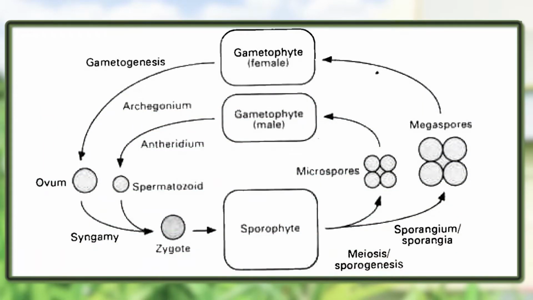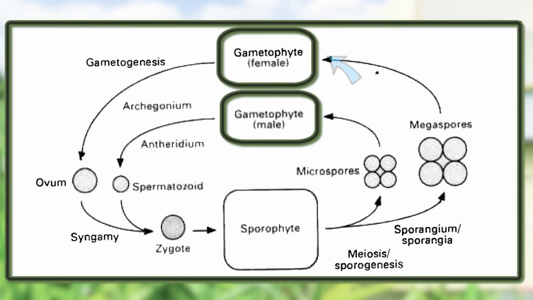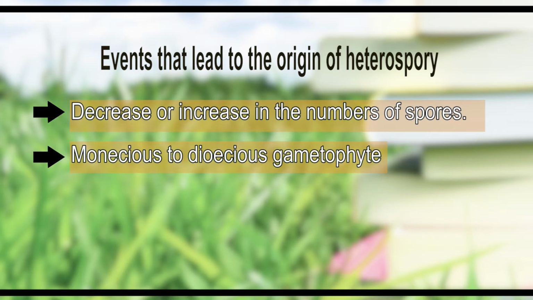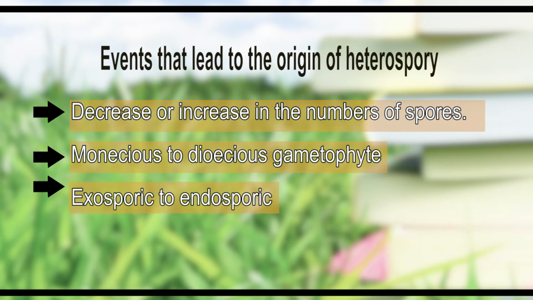So here is the life cycle pattern of a heterosporous condition. Here you can see that the microspore develops into a male gametophyte and the megaspore into a female gametophyte. This type is seen in Selaginella, etc. We can summarize these events: firstly, there was a decrease in the number of spores. Secondly, previously in the homosporous condition the gametophyte was monoecious, but here it has become dioecious. There is also a transition from an exosporic condition to an endosporic condition.